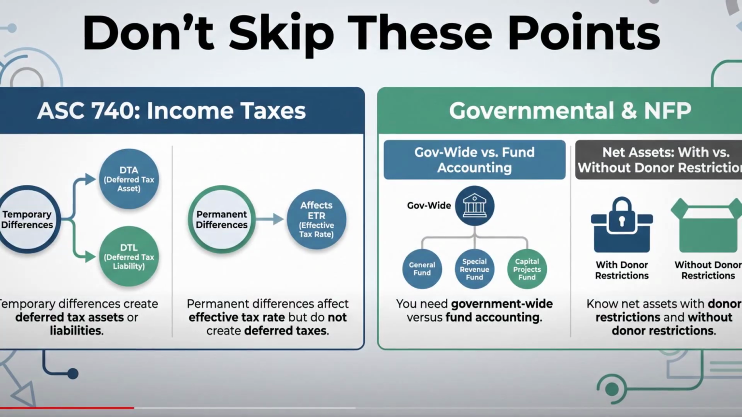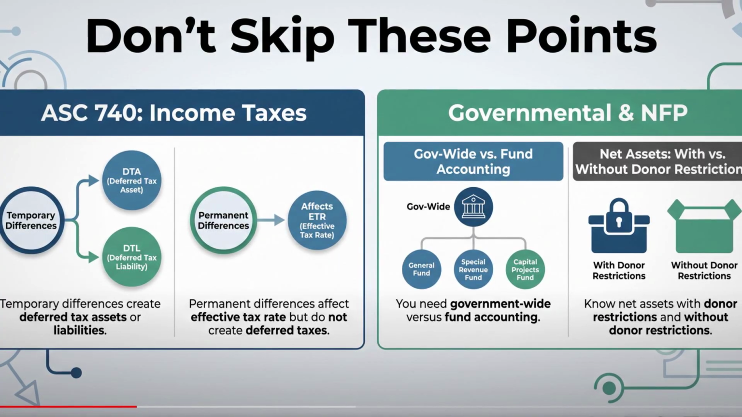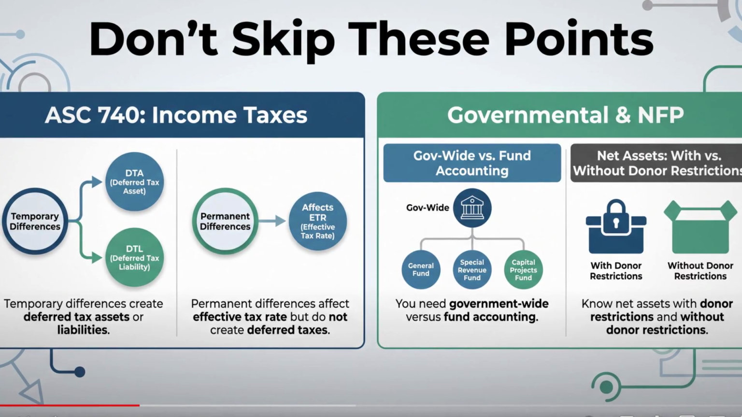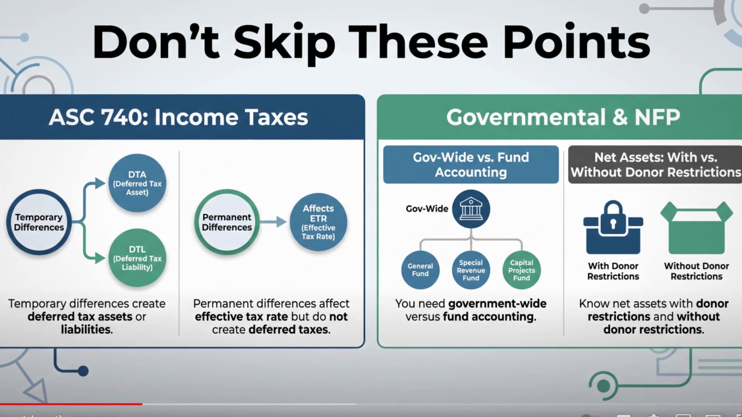Don't give away easy points by skipping topics you find intimidating. Income taxes under ASC 740 are a prime example. Master the difference between temporary differences, which create deferred tax assets or liabilities, and permanent differences, which do not.